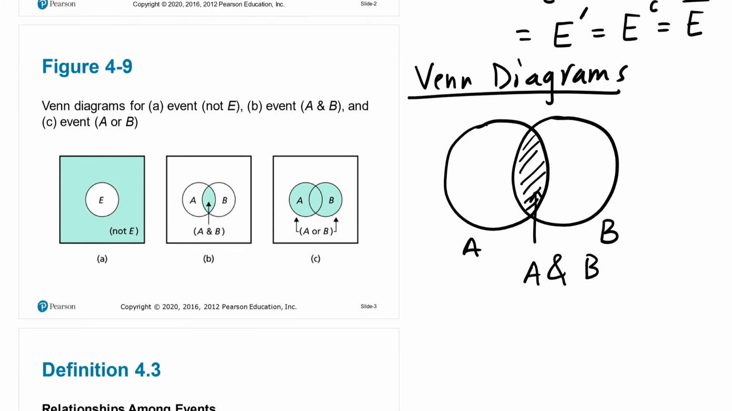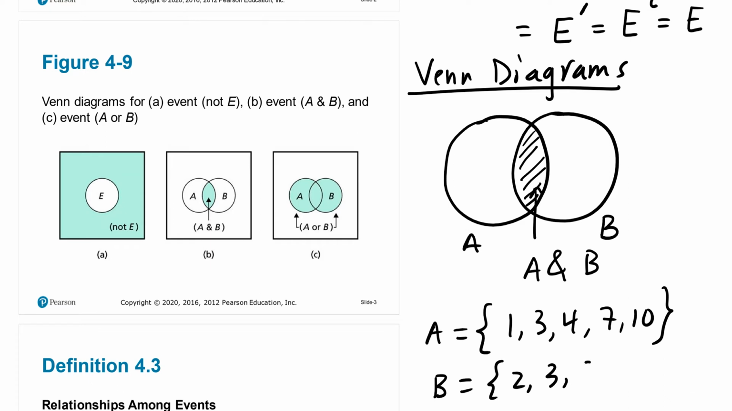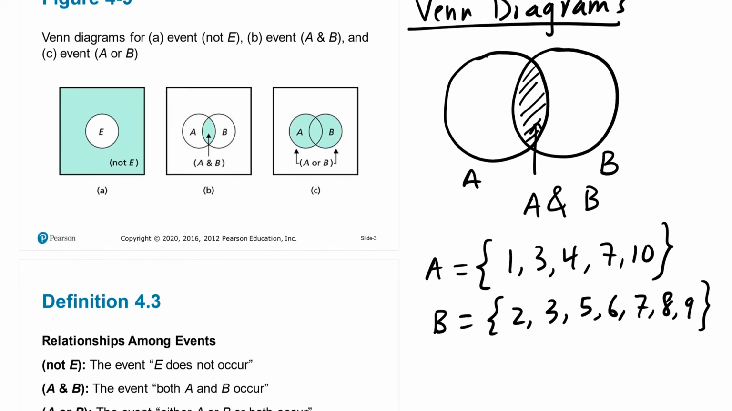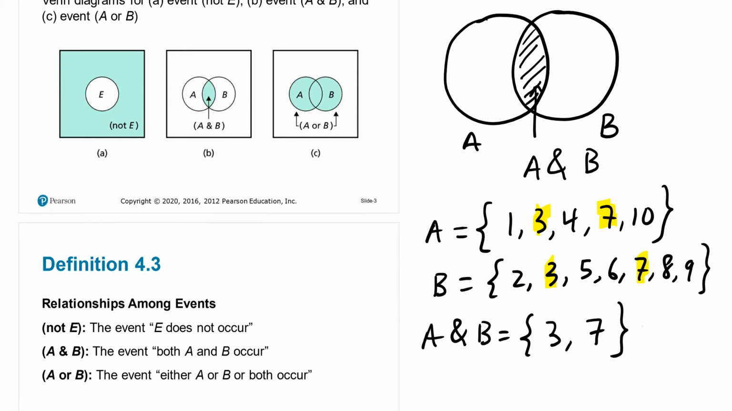If you'd like to see an example, let's say event A contains these outcomes: 1, 3, 4, 7, 10. And B contains these outcomes: 2, 3, 5, 6, 7, 8, 9. Then what's in A and B? It's what you find in both of them. Is 1 in there? No. Is 3 there? Yes, 3 is in here. Is 4 there? No. 7? Yes, the 7 is here. 10? No. So what goes in A and B is 3 and 7.